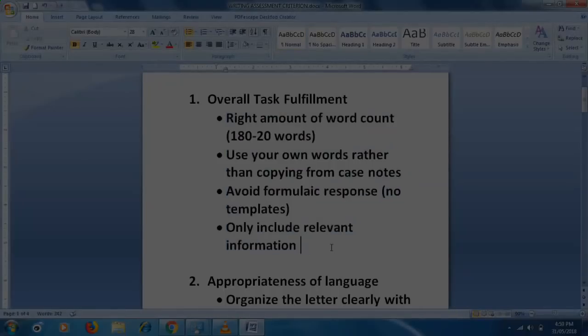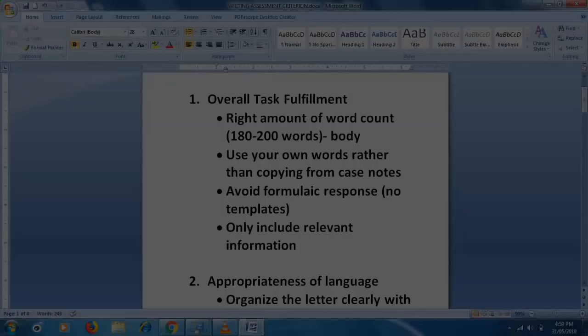First one is having the right amount of word count. So the OET Center suggests that your letter should be between 180 to 200 words. And by 180 to 200 words, this refers only to the body of the letter. It does not include the layout. It does not include the time, the date, the address, the subject line, or the signing off. It just includes the body of the letter.